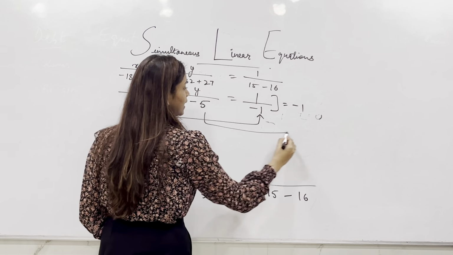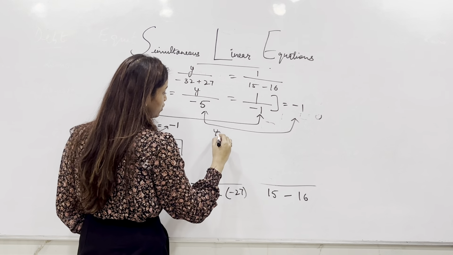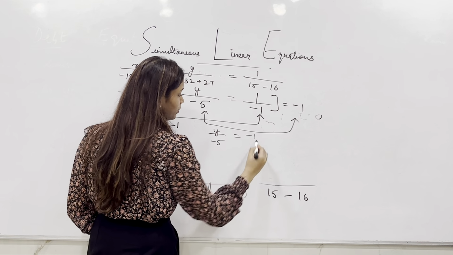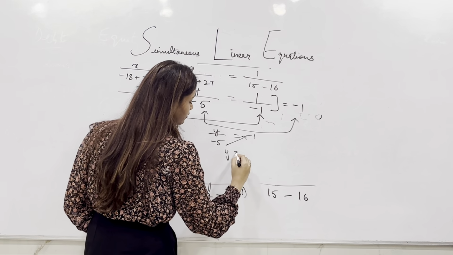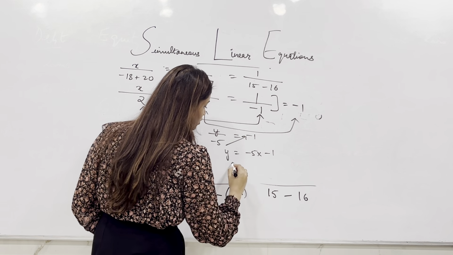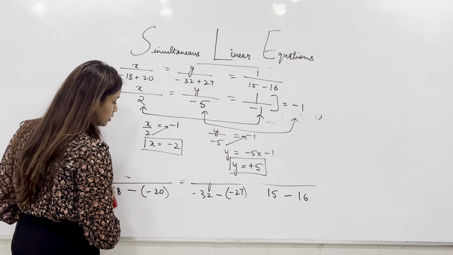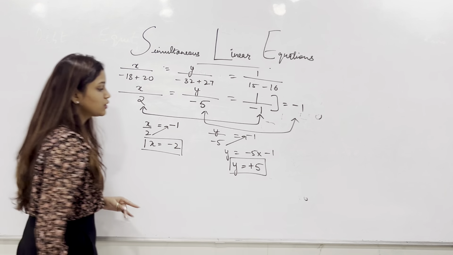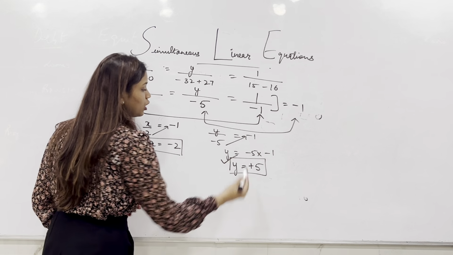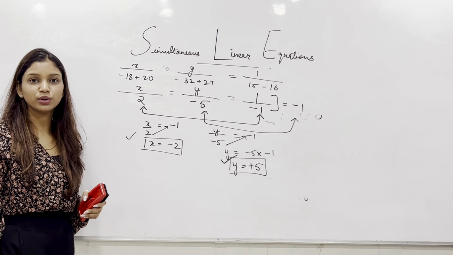Now you compare the second and the last term. So y upon minus 5 is equal to minus 1. You take it on the other side. Y is equal to minus 5 into minus 1, which makes it a plus 5. So y is equal to plus 5. So this is the solution of those two linear equations that we took in the beginning.